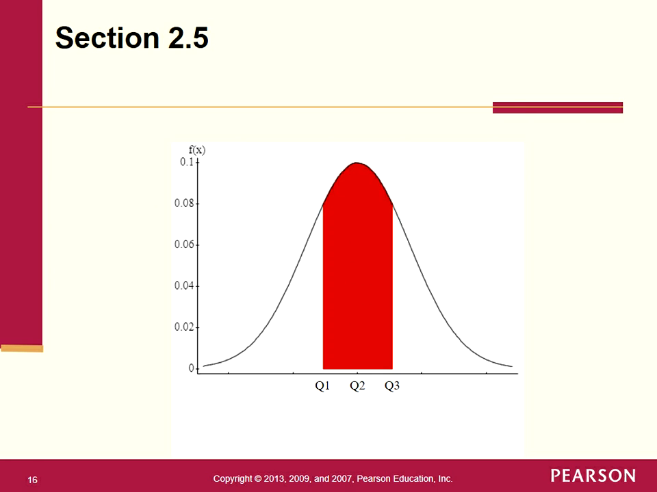Here's a graph, and I've put Q1, Q2, and Q3 and highlighted the middle 50% of the data. So that's what we're talking about. Notice that we get to ignore the unshaded area on the left, and we get to ignore the unshaded area to the right. All we're looking at is the middle 50% of the data.